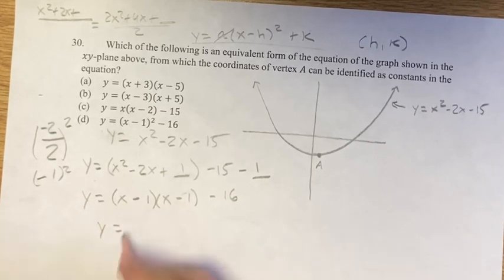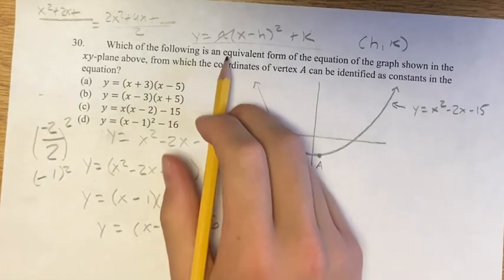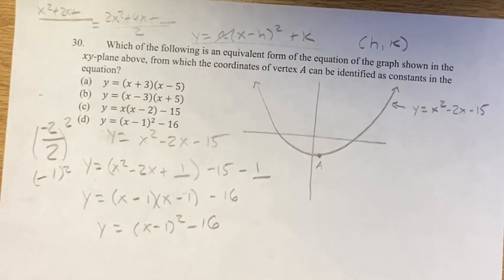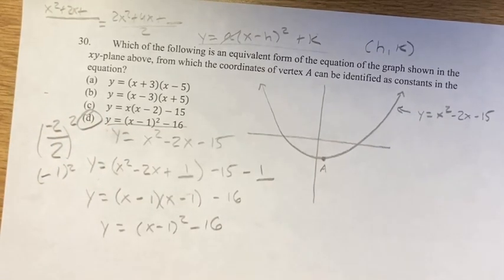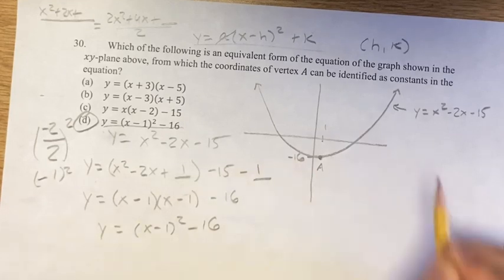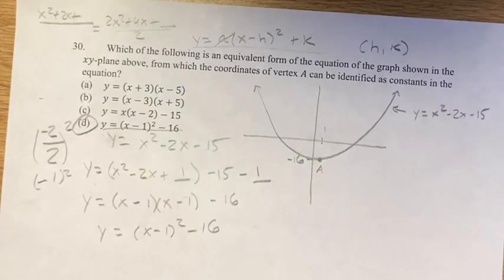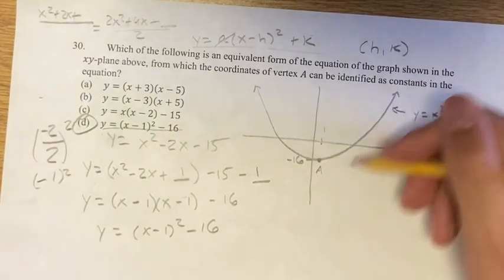And getting this into a proper form, we have (x minus 1) squared minus 16. And then your a is just 1, so we don't even have to write that. And you'll notice this lines up with answer D. Again, if you were given this in the book, you could have seen that it lines up perfectly with 1, negative 16, but I think it's better if you understand the concepts behind it because you might not always be given such a good graph.